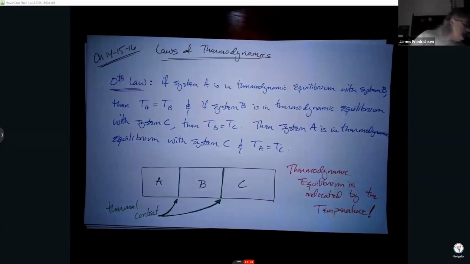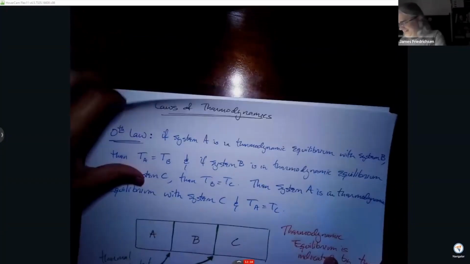And then the textbooks talk about how you can make a thermometer. So I just don't get it. But that's okay. Whatever.